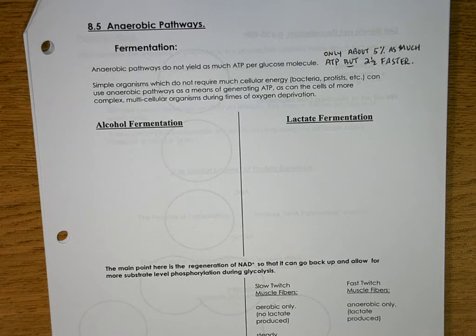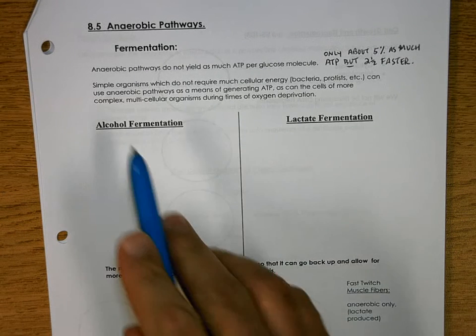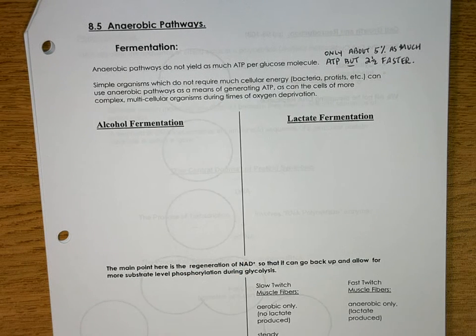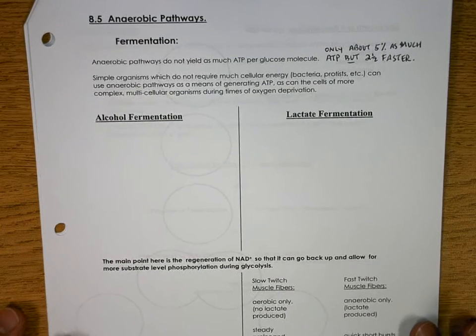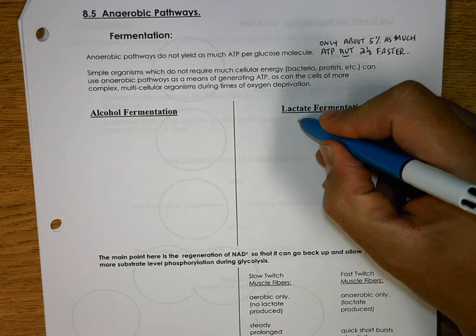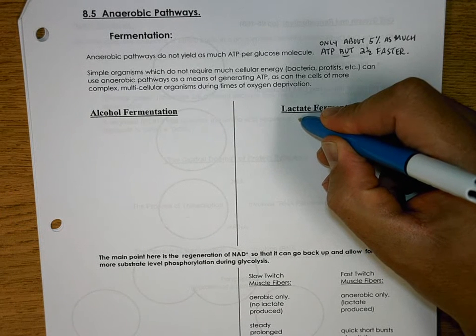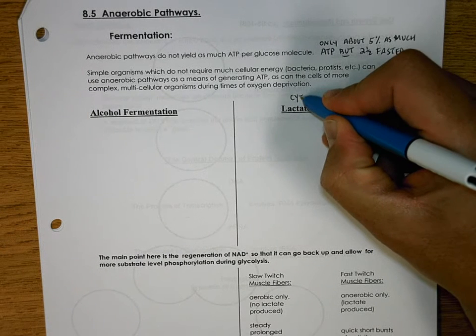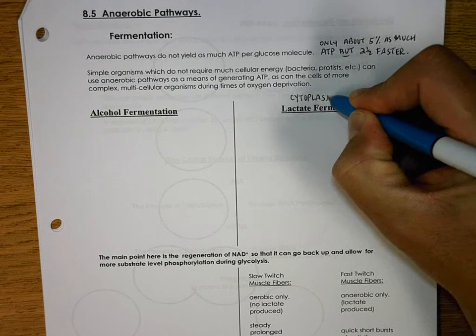Now, if we look at this paragraph, it talks about how some organisms like bacteria and protists and whatnot use an anaerobic pathway called alcohol fermentation. We don't do that. If we did that every time we made ATP anaerobically, we would get drunk. Instead, we have a process called lactate fermentation, and I'm just going to try to simplify it here. It basically is glycolysis with a step added. So it happens in the cytoplasm of the cell.